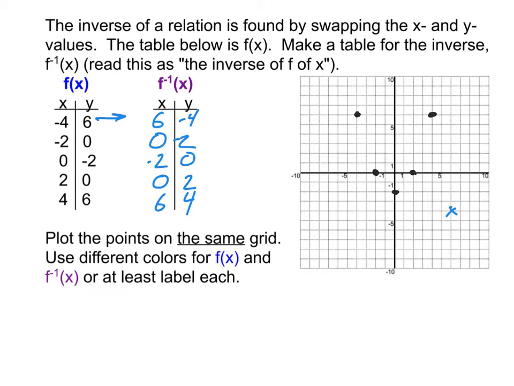I made an X with that instead of a dot, just to kind of keep track of it in case you don't have a different color to use. Mark them differently because I do want to see what they look like on the same grid. All right, continue through the rest of the points for the inverse function. And so we can kind of see what it starts looking like there.